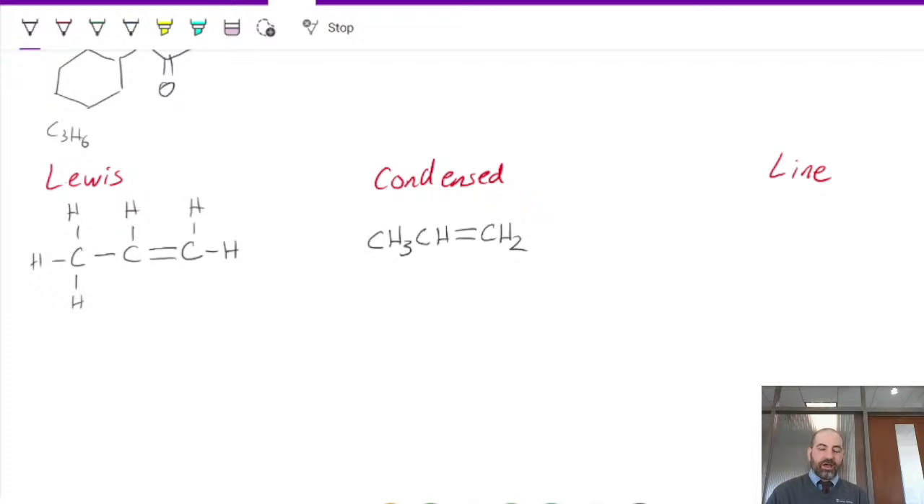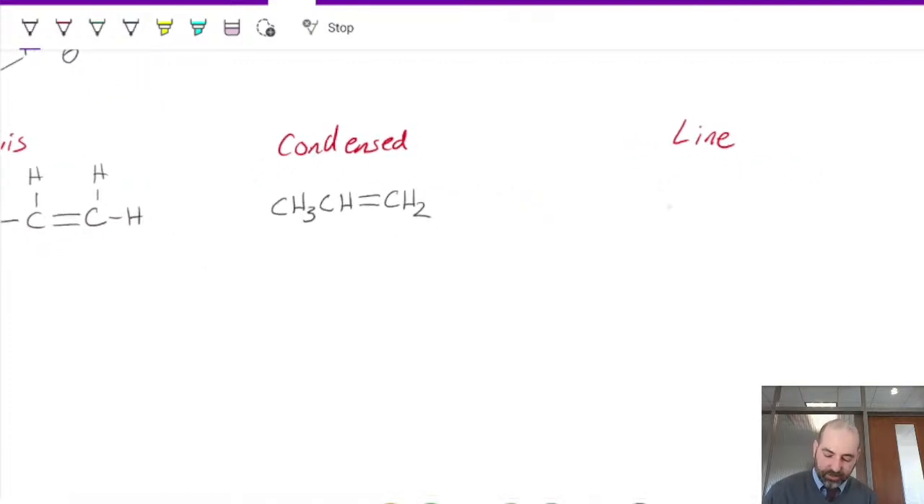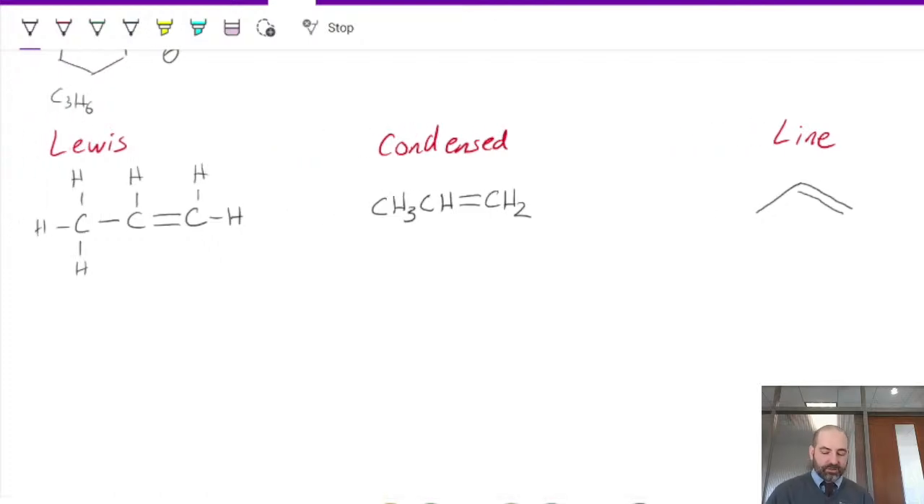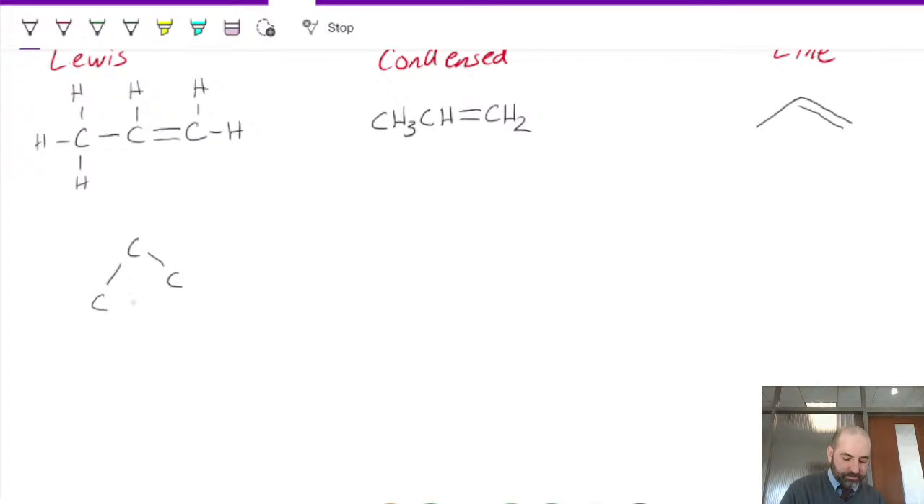All right, so now for a line structure, we're going to draw something very different. The line structure for this molecule looks like this. We'll come back to this and explain it, but I just want to put a couple examples up there first. Okay, let's look at the other one, the triangle one.